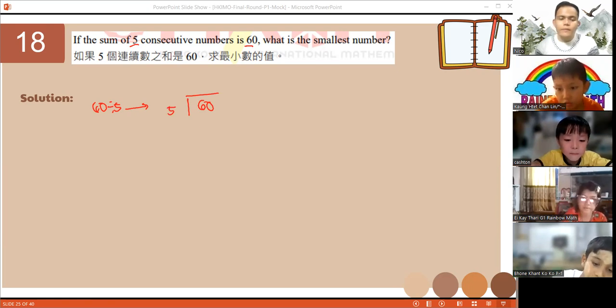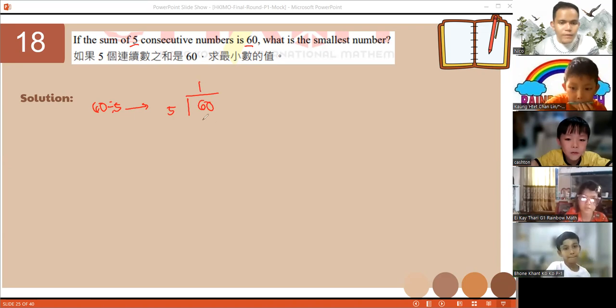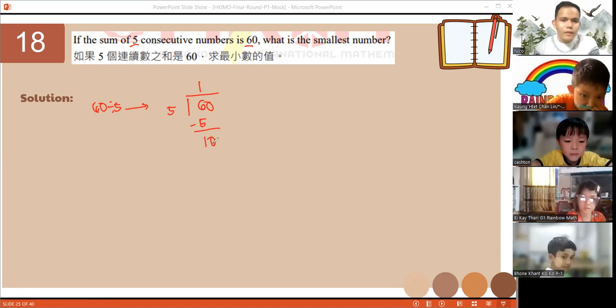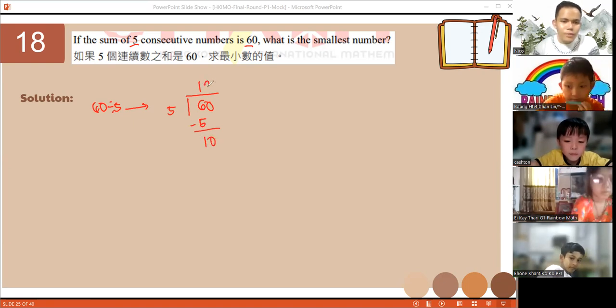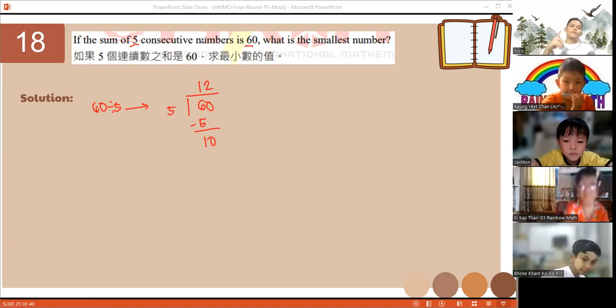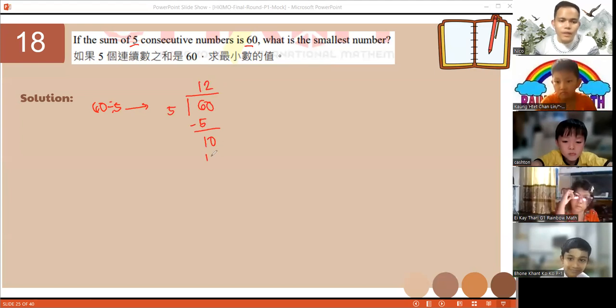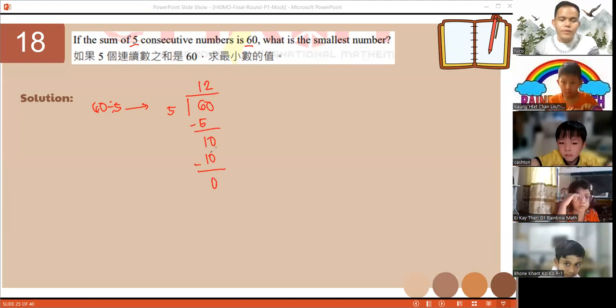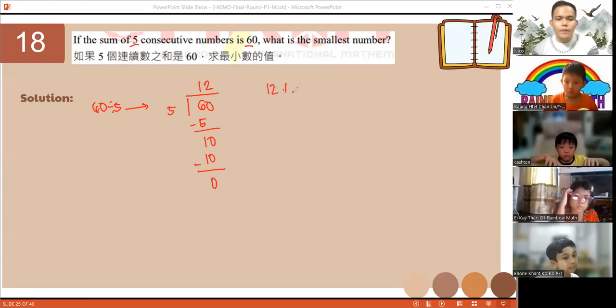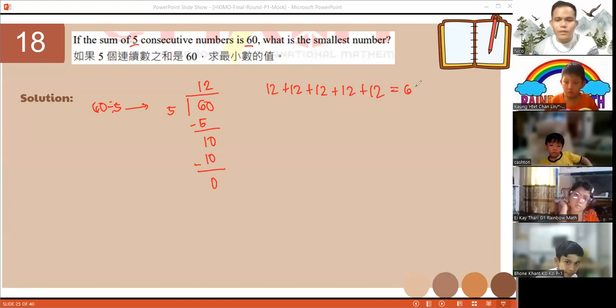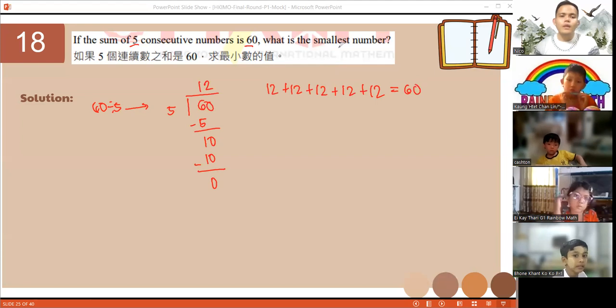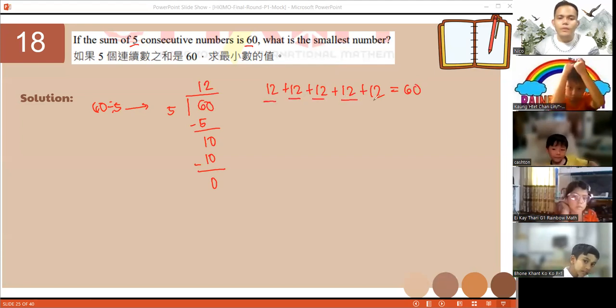So in this one, you're going to have 6 divided by 5. That is 1. So 1 times 5 is 5. 6 minus 5 is 1, so then 0. 10 divided by 5 would be 2. Meaning, you need 2 of these 5 to reach 10, right? So 5 plus 5 is 10, so you write here 10, correct? So 0. So if you have 12 plus 12 plus 12 plus 12 plus 12, that is equal to 60.